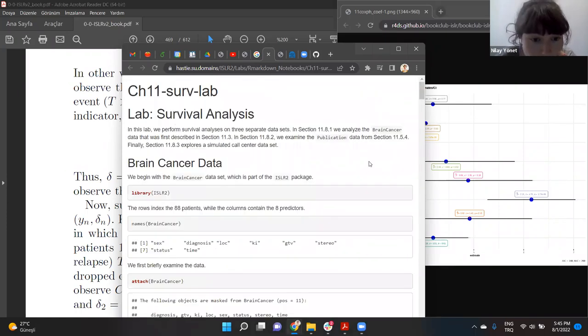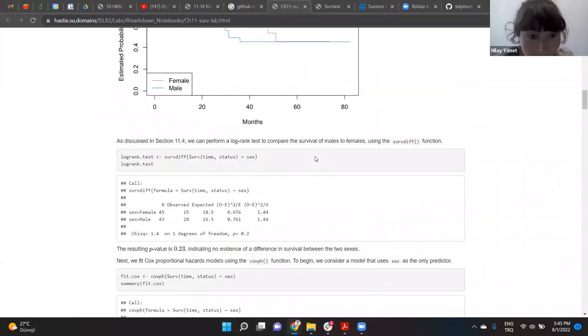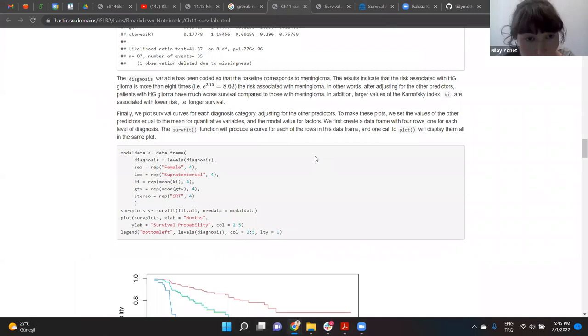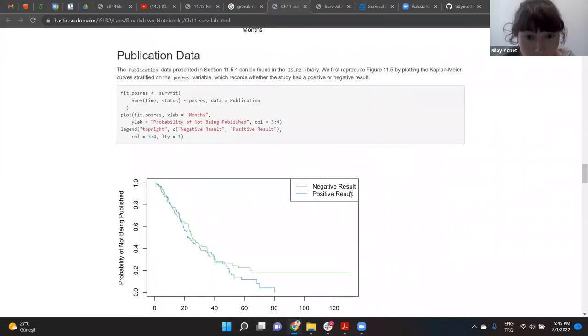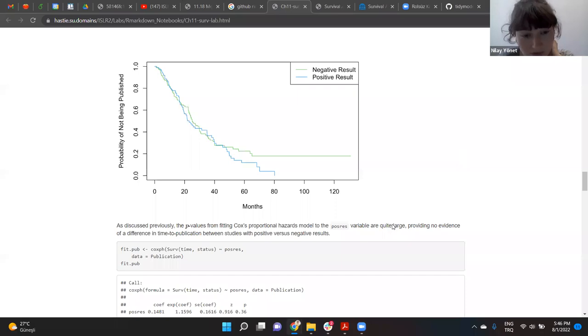So I looked for some data for the lab, but also we have the publication data. For publication data, there are of course many features, but the positive result is important because positive results have an important effect on publication. So if you apply for a paper with positive results, you are more likely to be published.